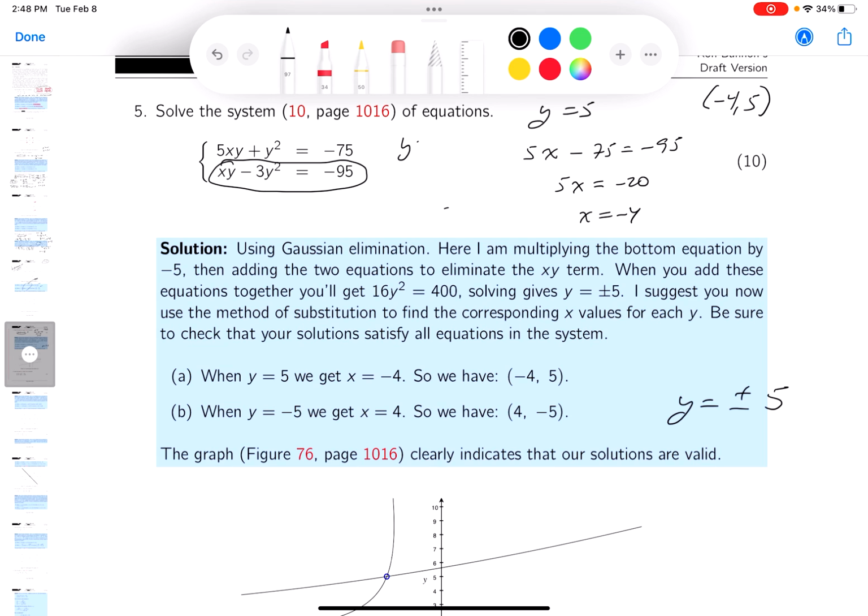Let me do y equals minus 5. And again, I'm using that same equation. What are you going to get? Minus 5x minus 75 equals minus 95, minus 5x equals minus 20, or x equals 4. So we got another point of intersection. What's that going to be? 4 comma minus 5. So these 2 points, let's see if we got that. And I'm seeing the minus 4, 5 there, and the 4 minus 5.